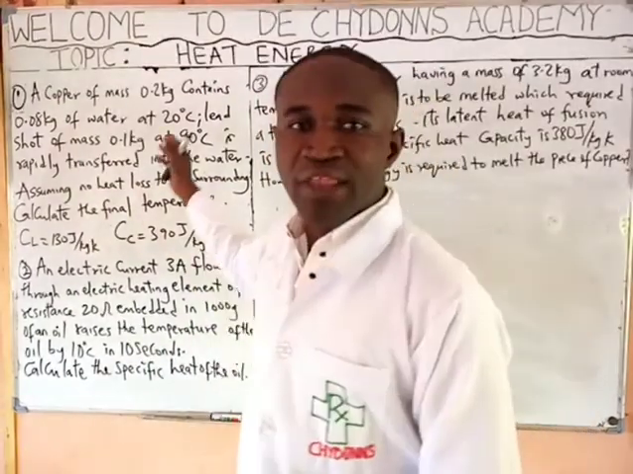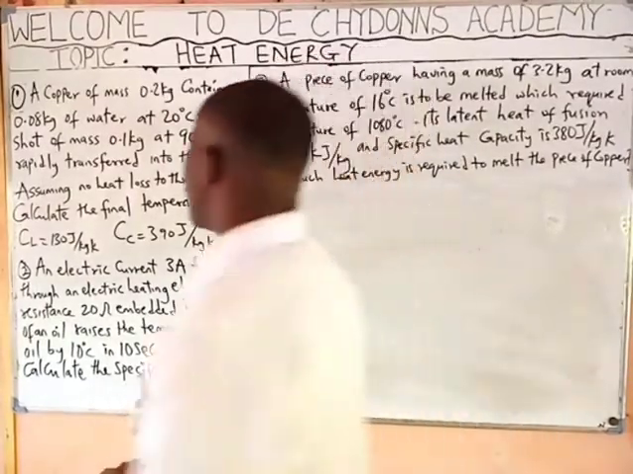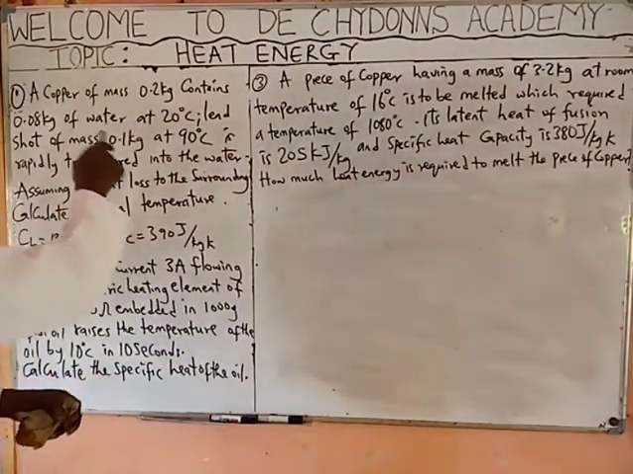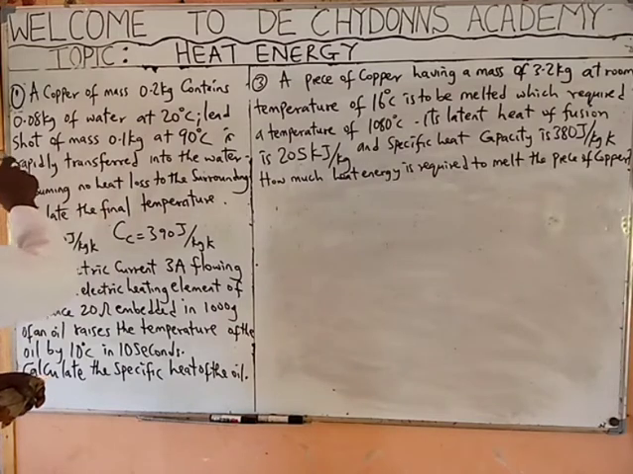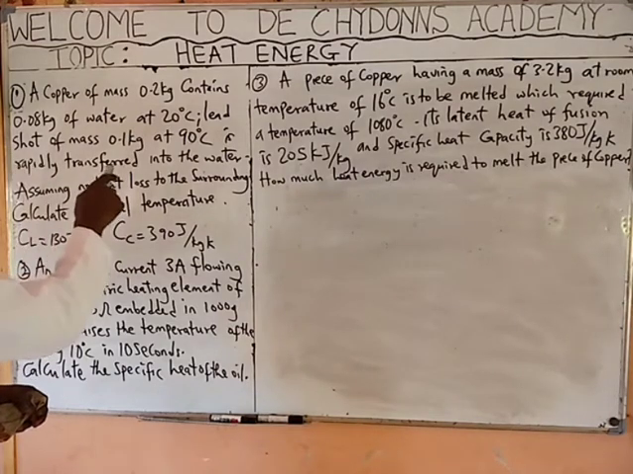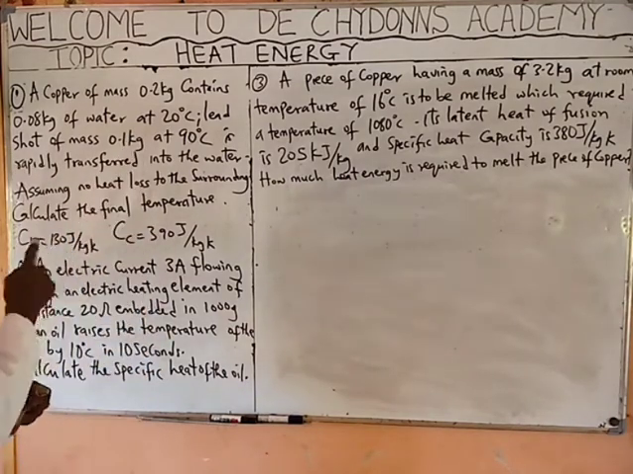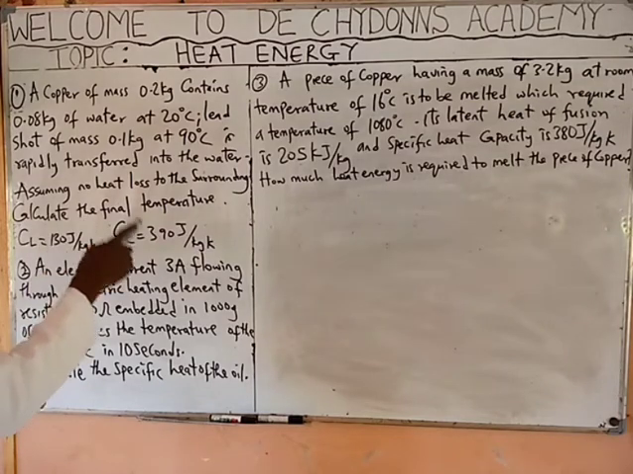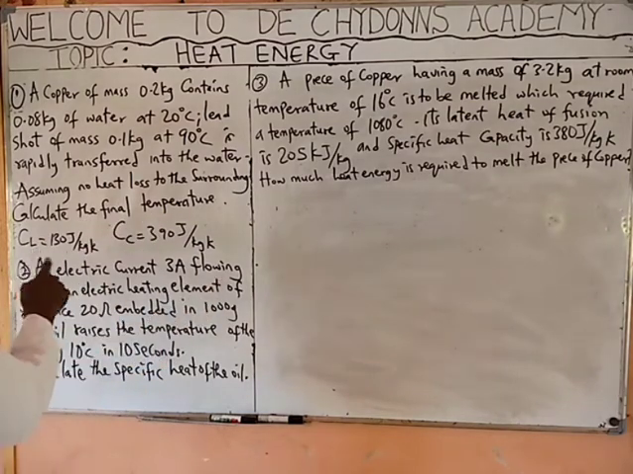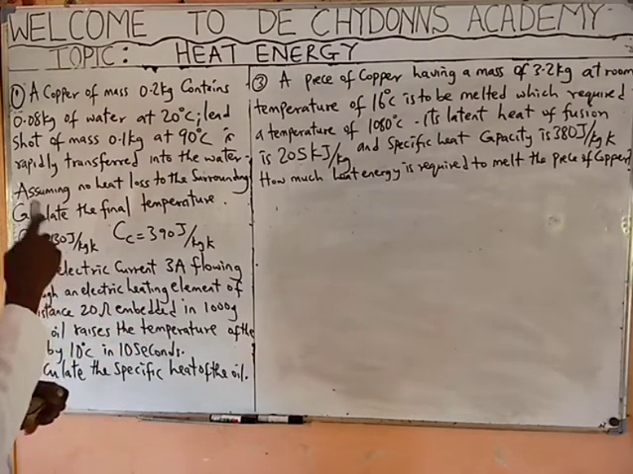Now, we have 3 questions to solve on it. The first one said a copper calorimeter of mass 0.2 kilogram contains 0.08 kilogram of water at 20 degrees Celsius. Lead shot of mass 0.1 kilogram at 90 degrees Celsius is rapidly confined to the water. As we know heat loss to the surrounding, calculate the final temperature.